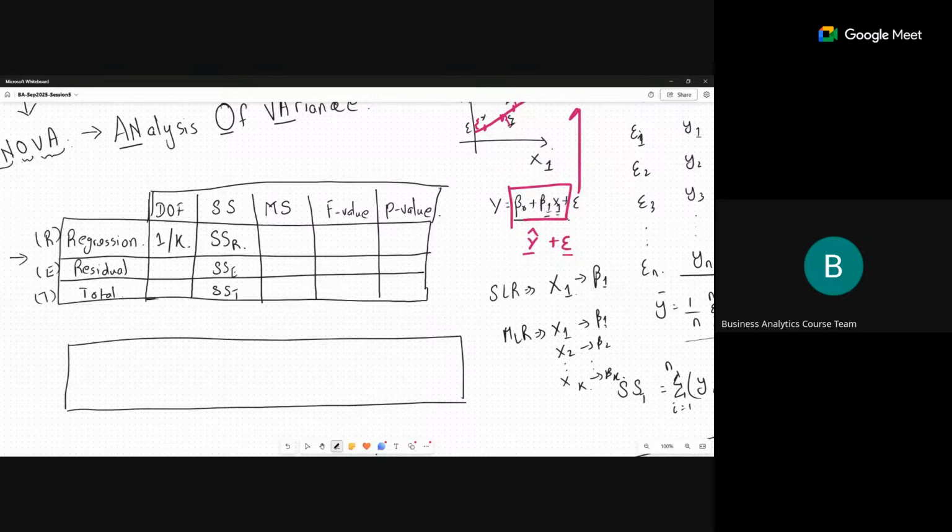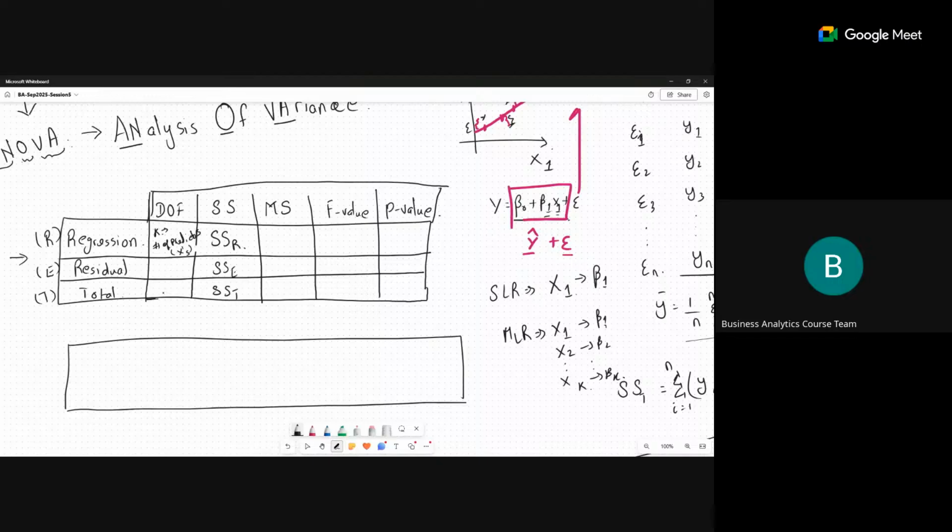So in general, what we write is the degrees of freedom for a regression is going to be k, which is the number of predictors, which is nothing but your independent variables, the x's. Those will be the number of degrees of freedom, the directions in which the model can move. So that is regression.